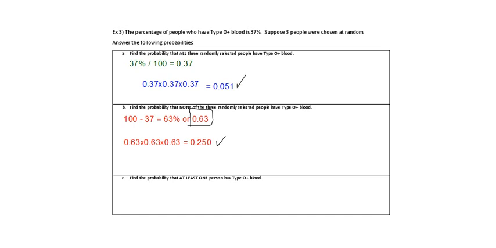All right, and then part C says, find the probability that at least one person has type O blood. And remember, the probability of at least 1 is always 1 minus the previous answer. And 1 minus 0.250 is going to be 0.750. And that's all you do for percents. Let's do one more percent, and then I think you'll be good for this.